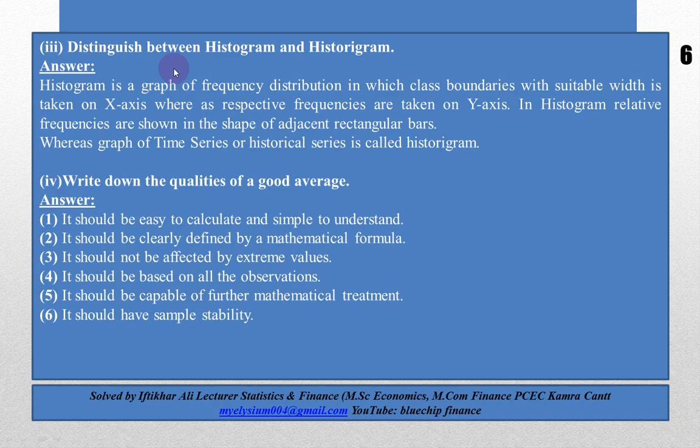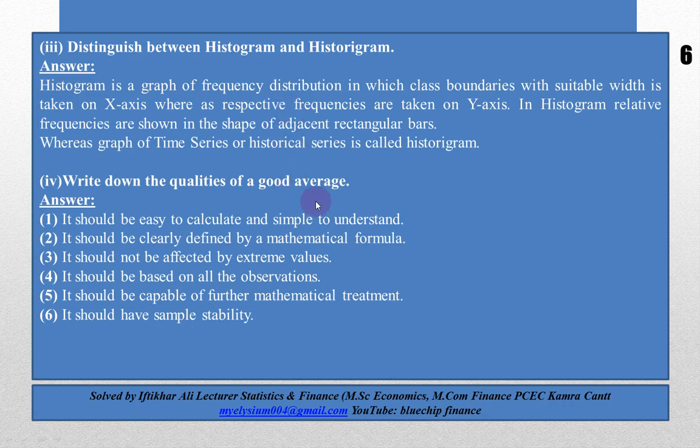And the third question is: distinguish between histogram and histogram. In the last 2 papers this question also appeared. The answer is the same. Histogram, as you know, is the graph of a time series, whereas in a histogram we take the class boundaries on the x-axis and the respective frequencies on the y-axis.